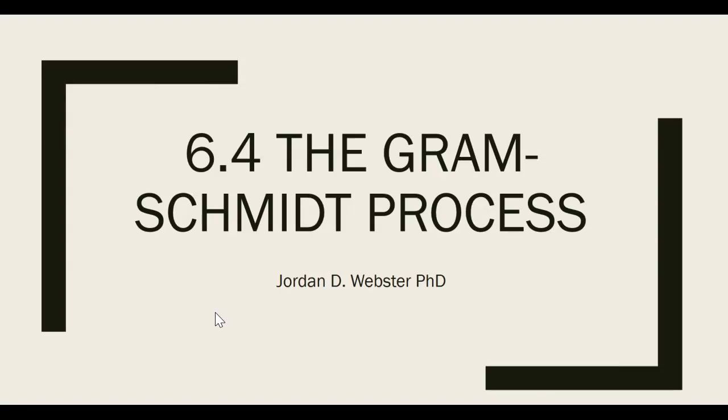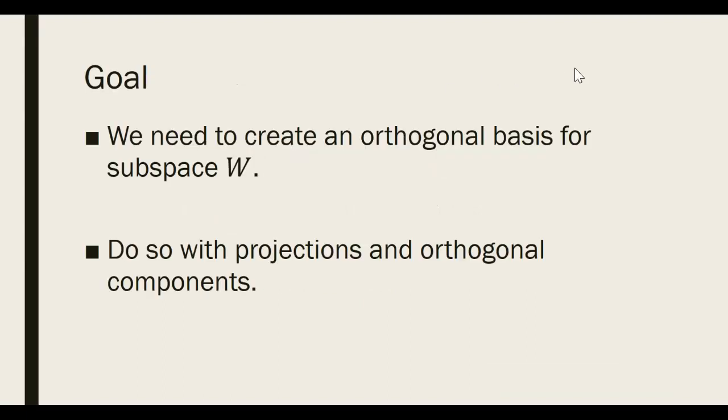Section 6.4 is about the Gram-Schmidt process. The Gram-Schmidt process is basically used to create an orthogonal basis for some subspace W. And the idea is that we just keep creating orthogonal projections, and then the leftover orthogonal components become elements of the basis. So we just keep doing orthogonal projections over and over again.